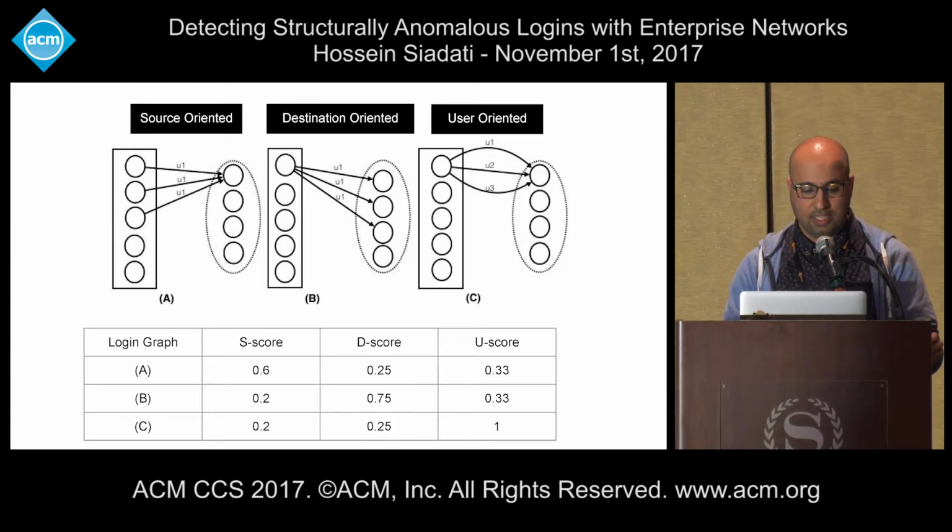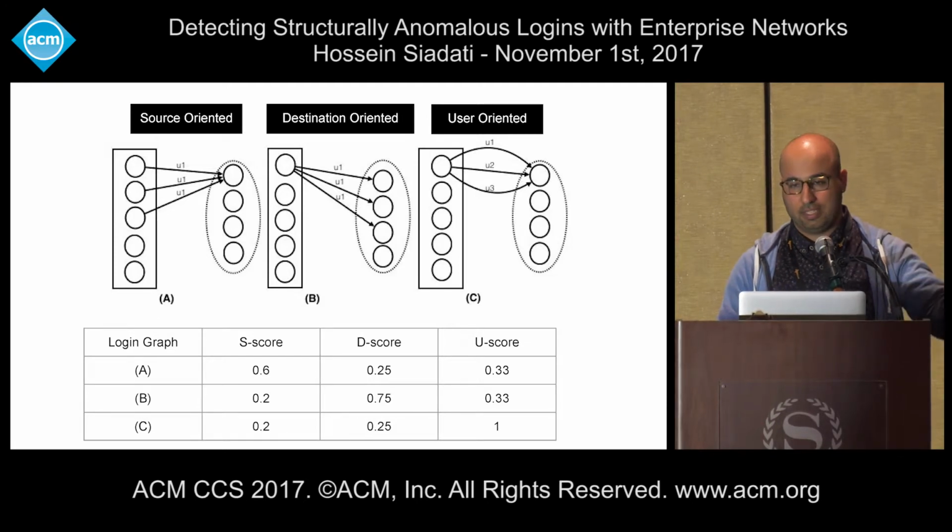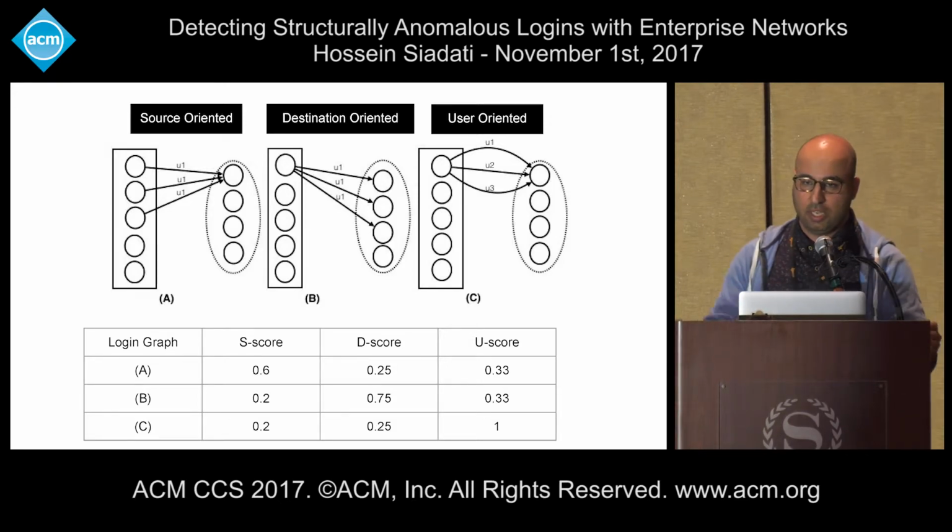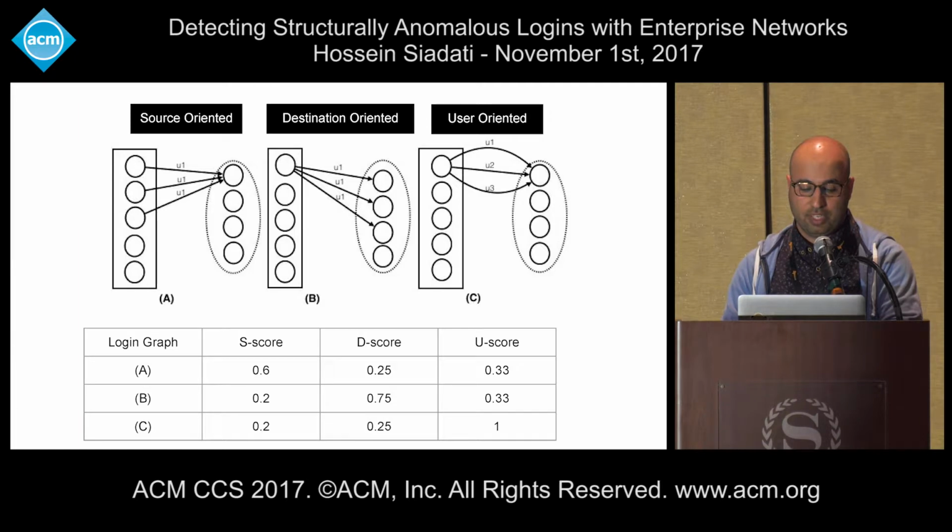So the first type we call source oriented. Basically, if in the future, for example, we see a login from the fourth computer to the same computer in the destination, we expect to see that login, and it would be normal, because in the history of the logins in the past, 3 out of 5 of the computers connect to the destination. So as a result, we compute a source score for the orientation type A, and that would be 3 over 5, which is 0.6. And these values are between 0 and 1.